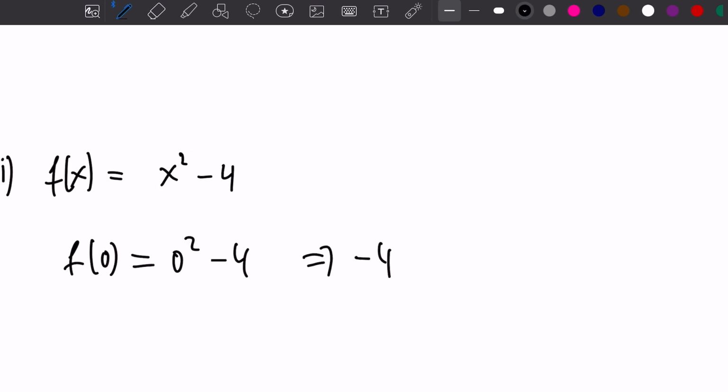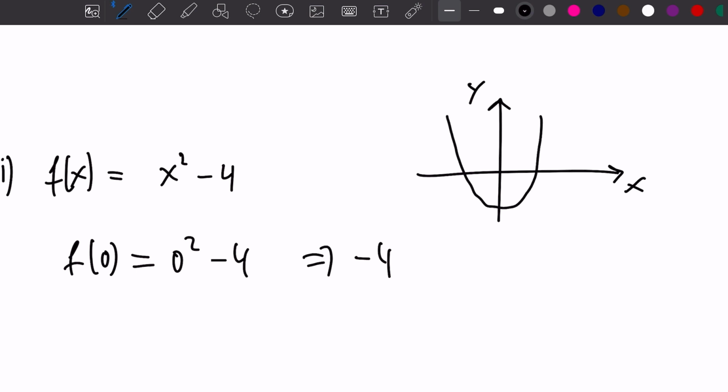So maybe we can draw a little sketch to have it better in mind. This is a normal parabola which is shifted down by 4, so here, -4. This is the intersection with the y-axis, so we have it at 0 and -4.